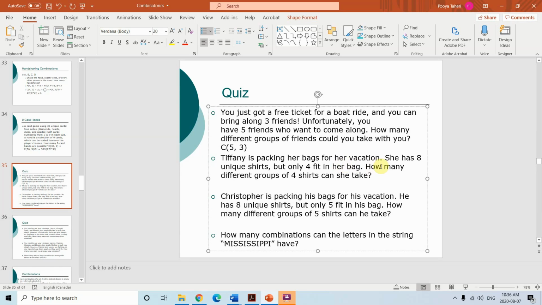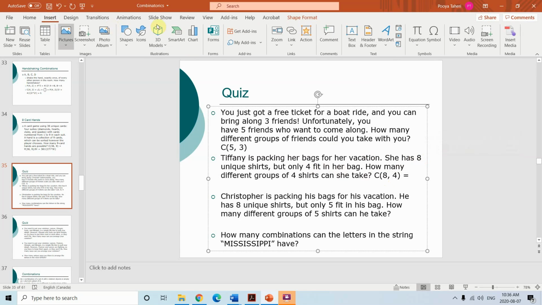Tiffany is packing her bags for her vacation. She has 8 unique shirts, but only 4 fit in her bag. How many different groups of 4 shirts can she take? Again, the order doesn't matter. It doesn't matter if she picks the red shirt first or the blue shirt first. So it's a problem of selecting 4 out of 8 objects. Again, this is going to be a combination, 4 combination of 8 objects, or we can show it like this. Let me make it nicer again.